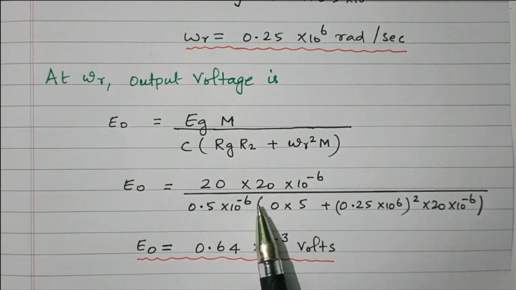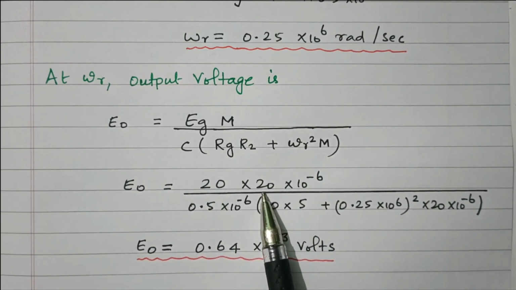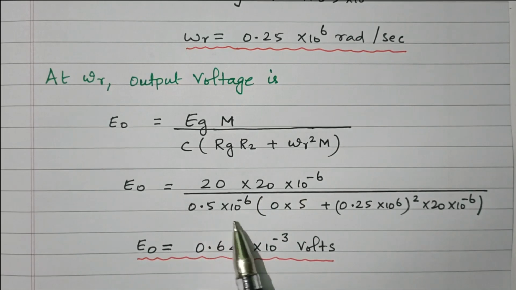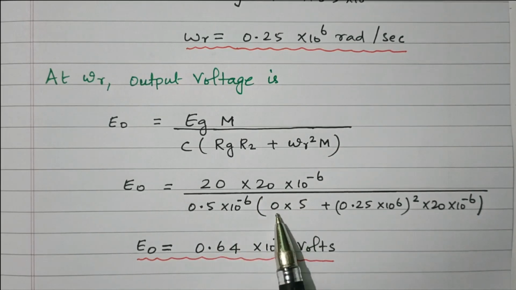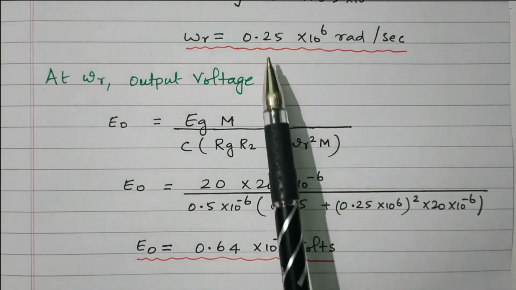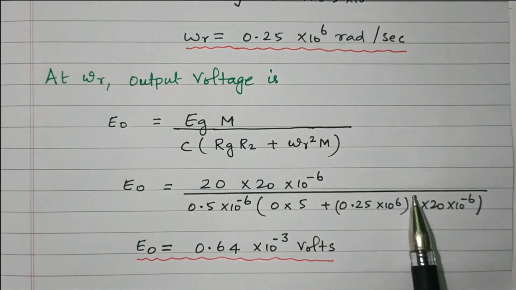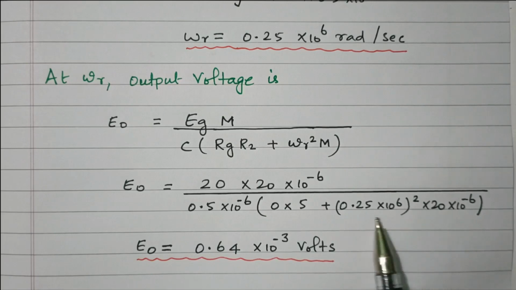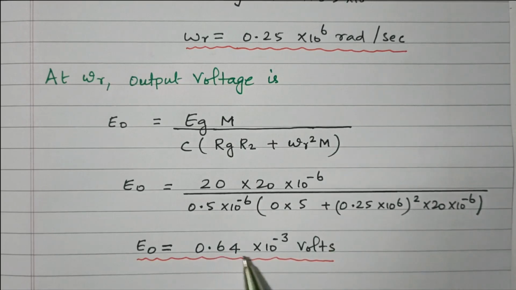Eg is 20 volts, mutual inductance 20 microhenry, so 20 into 10 to the power minus 6. Capacitance is 0.5 microfarad, so 0.5 into 10 to the power minus 6. Rg value is 0, R2 is 5, plus omega R square, just now we calculated 0.25 into 10 to the power 6 square, into M, 20 into 10 to the power minus 6. So by simplifying this, what we got is 0.64 into 10 to the power minus 3 volts. The output voltage is 0.64 into 10 to the power minus 3 volts.